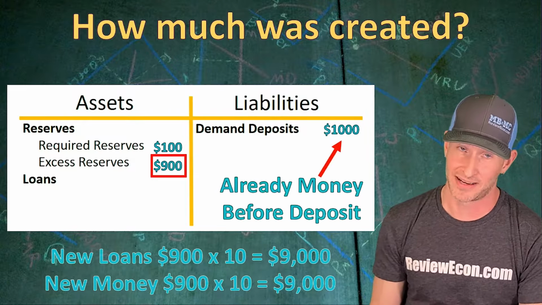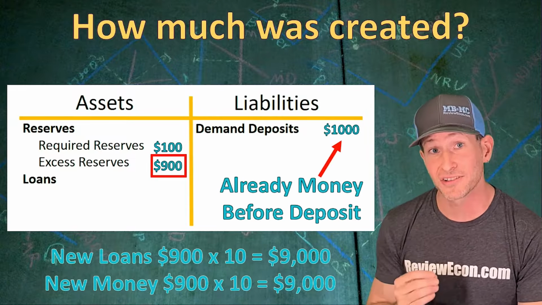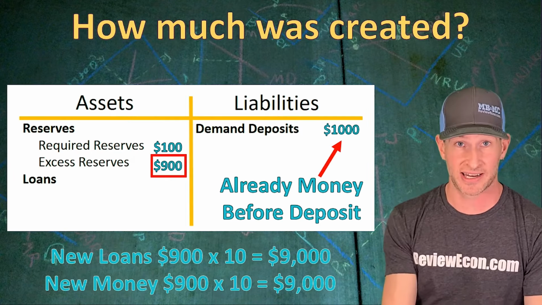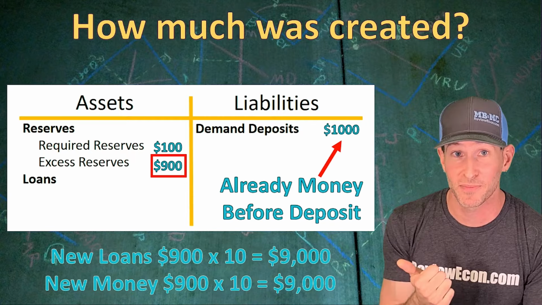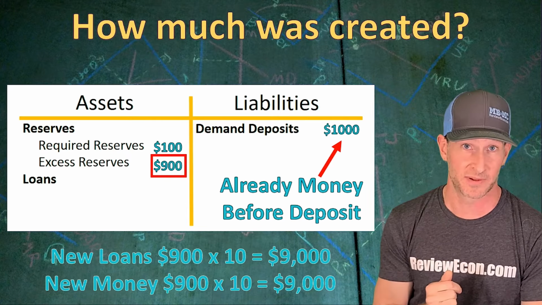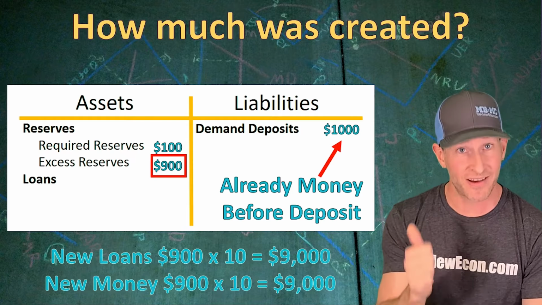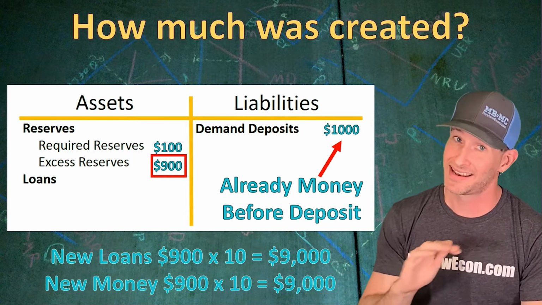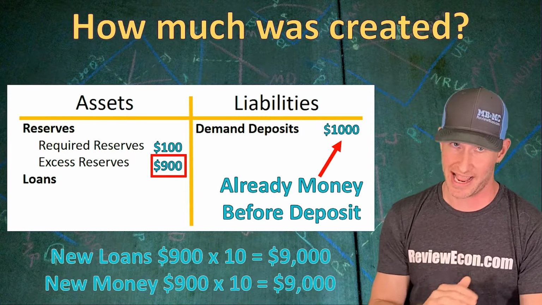It was not new money because Terry took $1,000 of cash, which is part of the M1 money supply, and put it in his checking account. Cash is part of the M1 money supply, and checkable deposits are also part of the M1 money supply. So cash went down by $1,000, checkable deposits went up by $1,000. The net effect is no change in the M1 money supply.